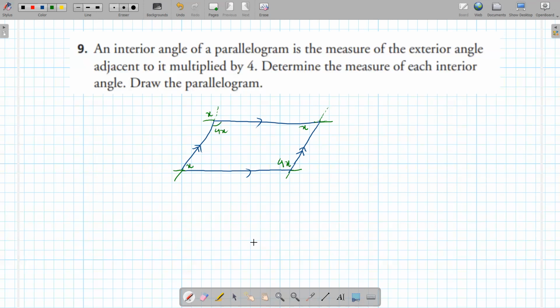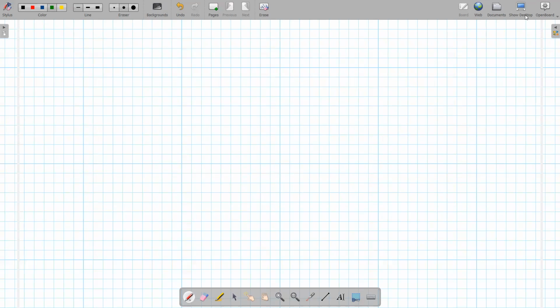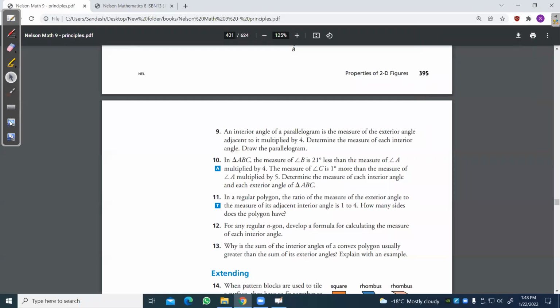We know what it adds up to, right? It's a 4-sided quadrilateral, 360. The sum of the angles on the inside is 360. So add all of them up. x plus 4x plus x plus 4x, that's going to be 10x equals 360. x is 36. That one wasn't so bad, but they will be.